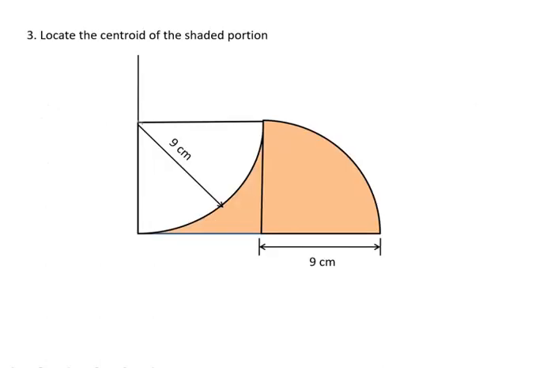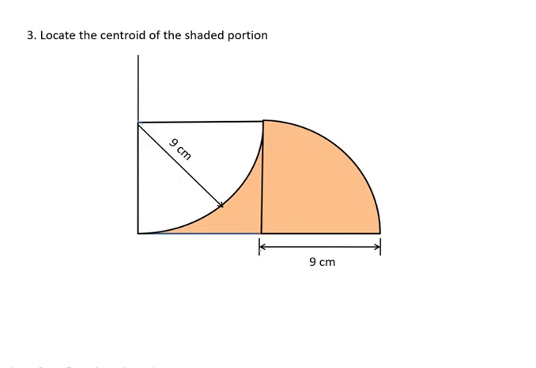Similarly, we will move on to another question, that is, locate the centroid of this shaded portion here. Here the shaded portion has a quadrant of a circle. There is a quadrant of a circle having 9 cm radius, and there is another quadrant circle here. So we will consider this rectangle. From that, if we deduct this quadrant of a circle, we will get this shaded portion, and we need to add this quadrant of a circle here.